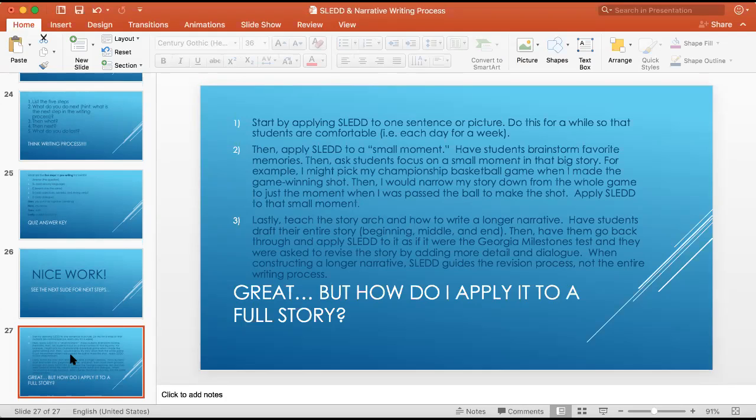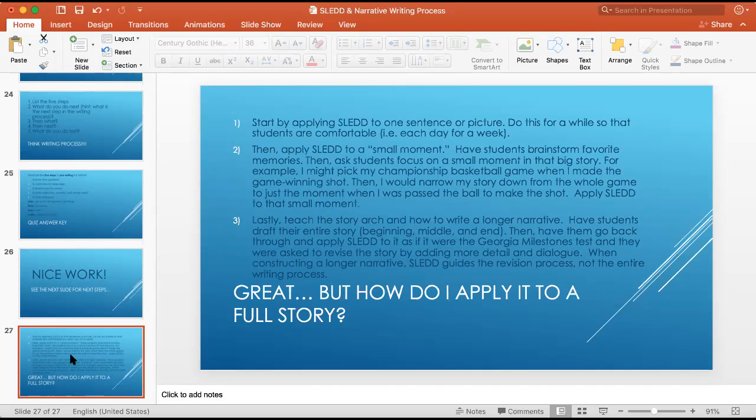Then you say, okay, now we're going to apply SLEDD to a small moment. Have them brainstorm some favorite memories, come up with a list of as many as they can, and then say, okay, now pick one. And then once they pick one, you say, okay, now we need to narrow that down to one moment within that story that we can explode and really talk about in detail.